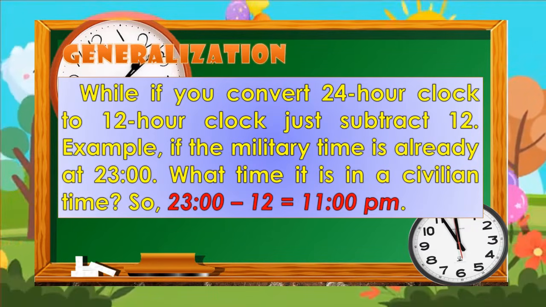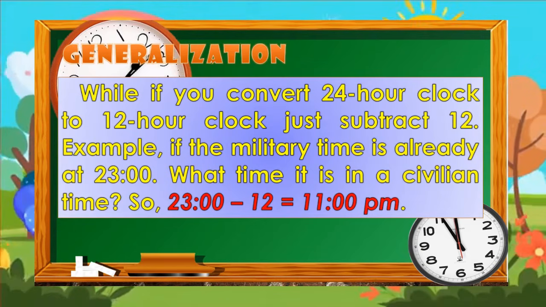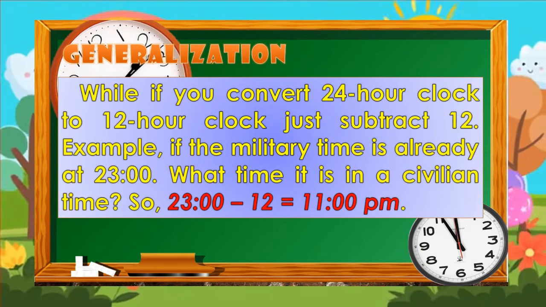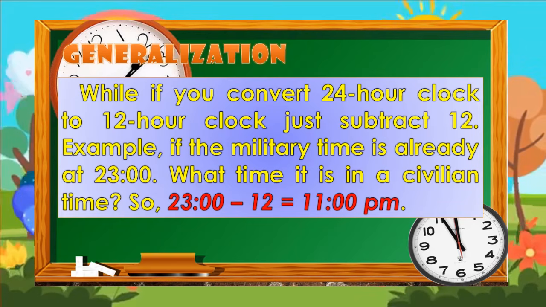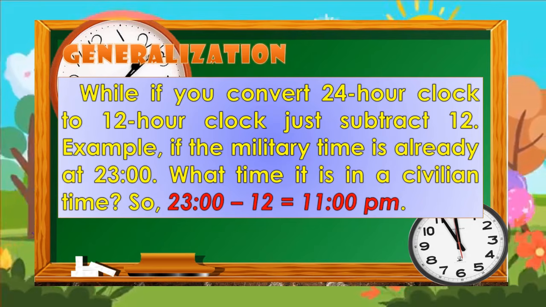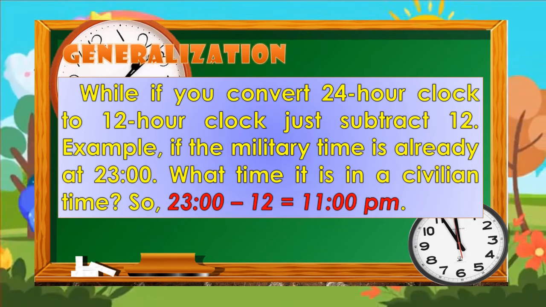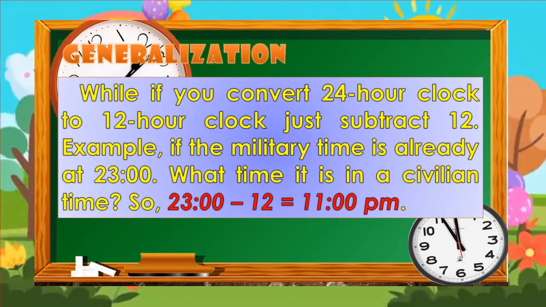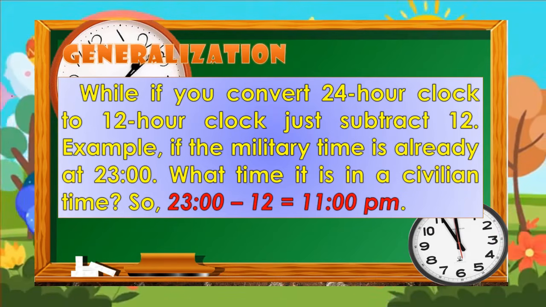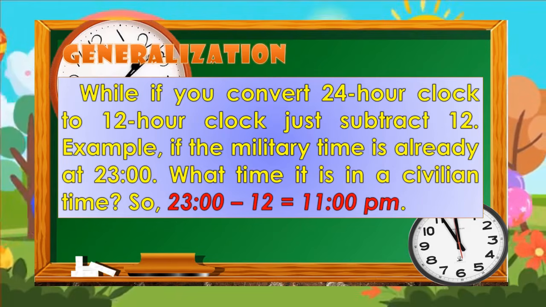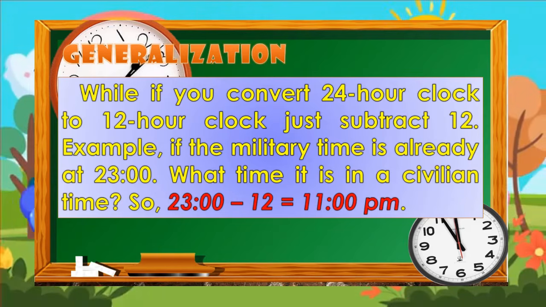While if you convert 24-hour clock to 12-hour clock, just subtract 12. Example, if the military time is already at 2300 hours, what time is it in civilian time? So, 2300 hours minus 12 is equal to 11. Since it is a 12-hour time, we will put PM. So the answer is 11 PM.